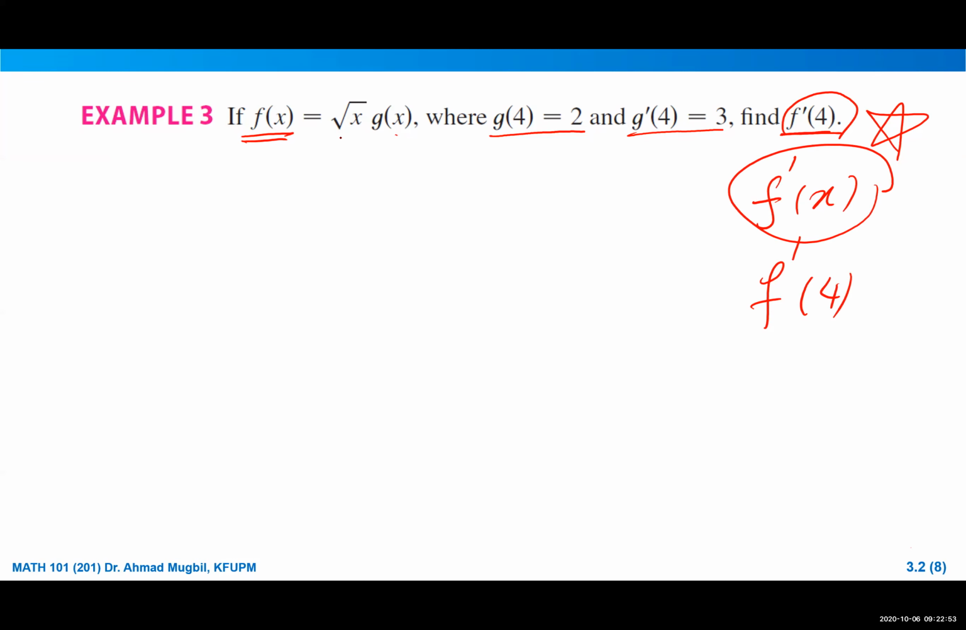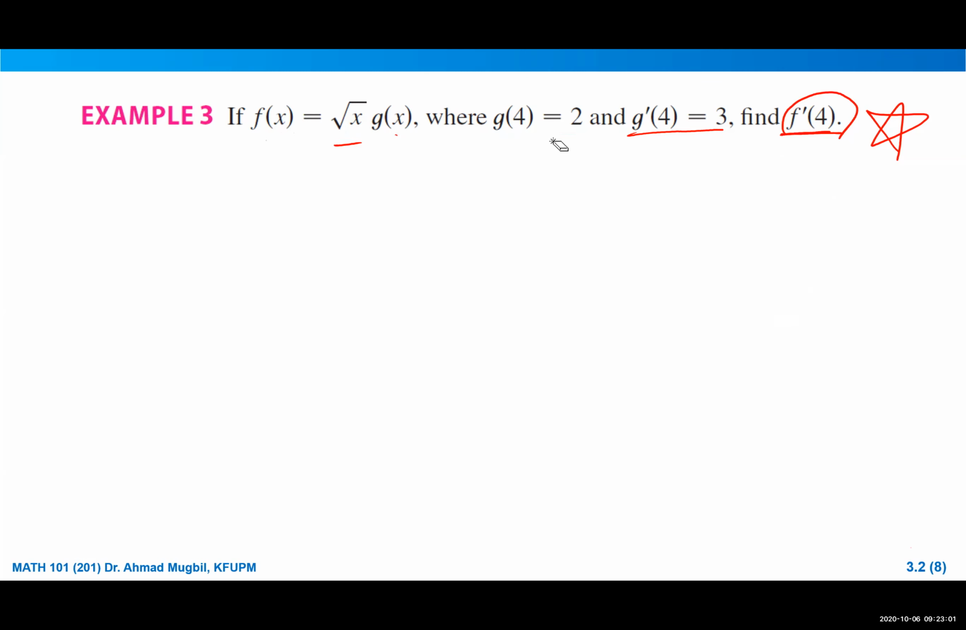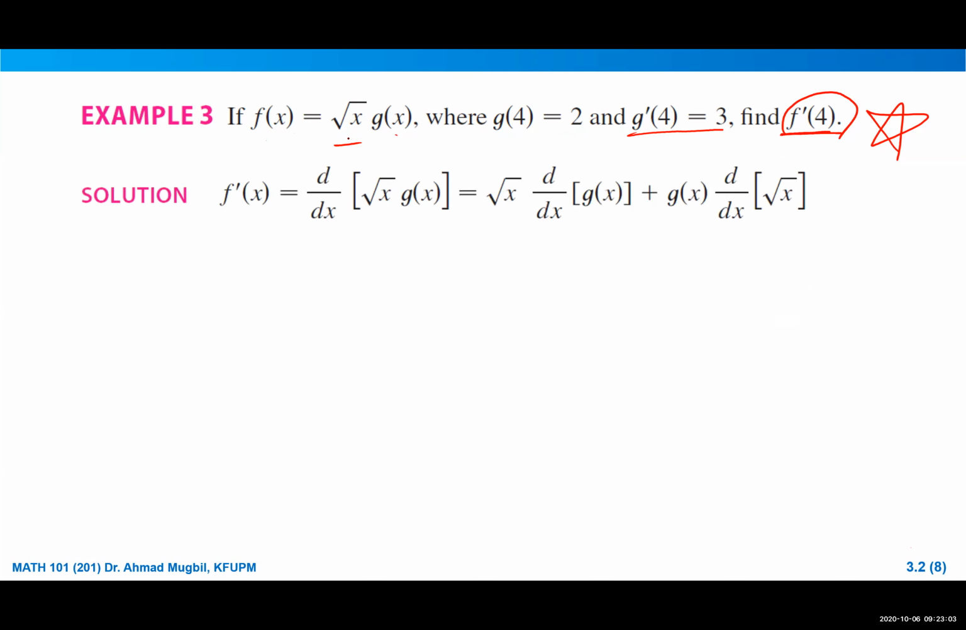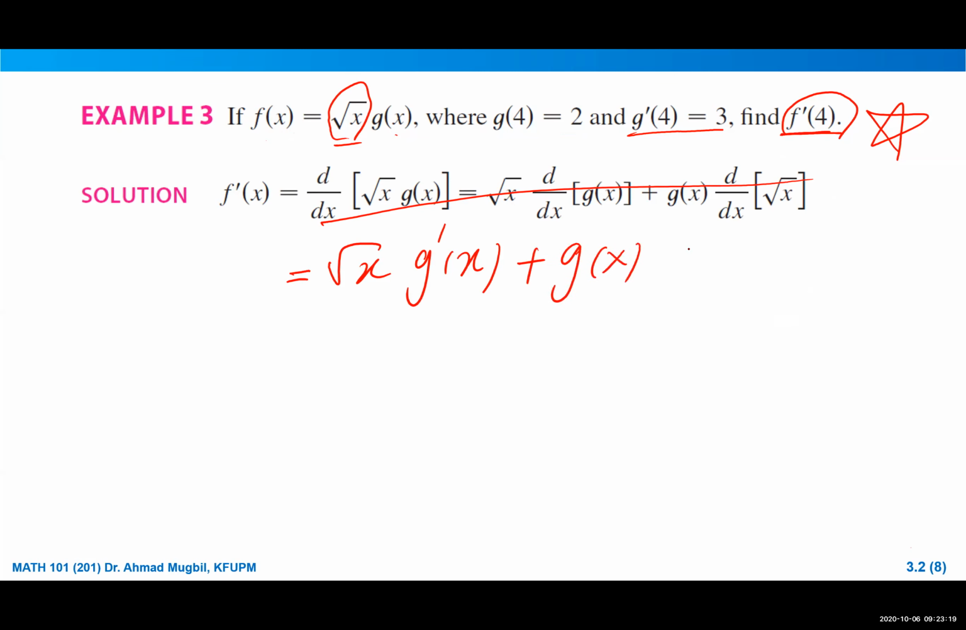So what I'm gonna do, f of x is a product of two functions. So I will apply the product rule. So f prime of x will be the first one, multiplied by the derivative of the second one, plus the second one multiplied by the derivative of the first one, which is 1/2 square root of x. You can skip this step, as I told you.